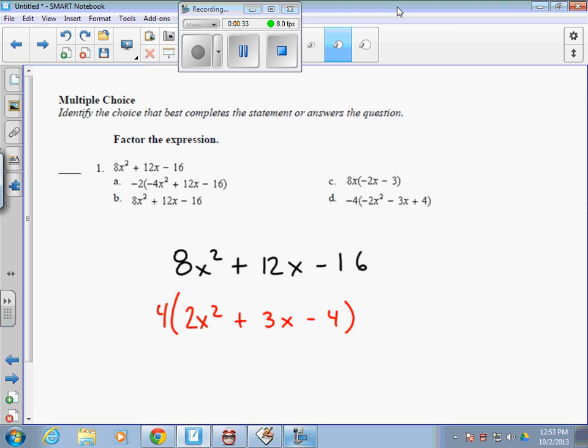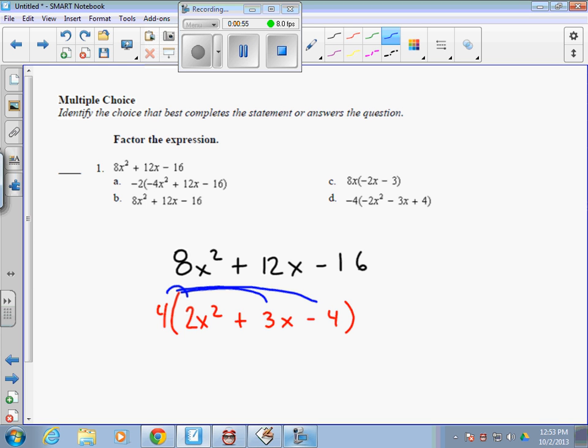So if we take the number 4 out, we know if we multiply 4 times 2x squared, we get 8x squared. 4 times 3x, we get 12x. And 4 times negative 4, you get negative 16. So 4 is the number that comes out. However, if you look at your answer choices, 4 is not an option. The only option there is negative 4.